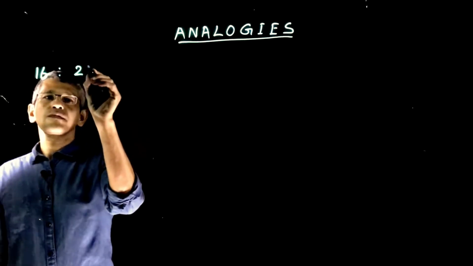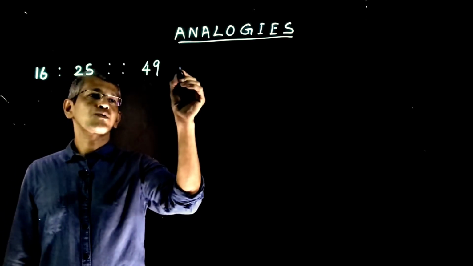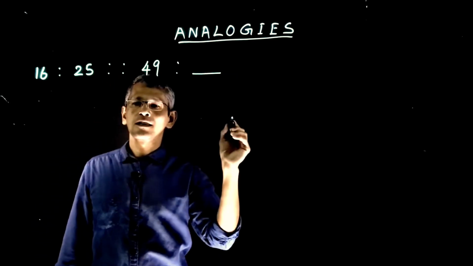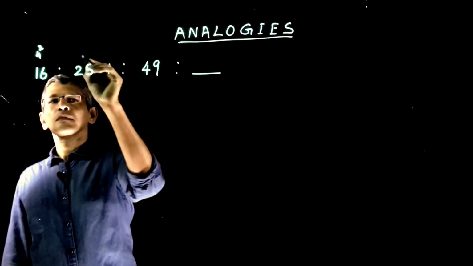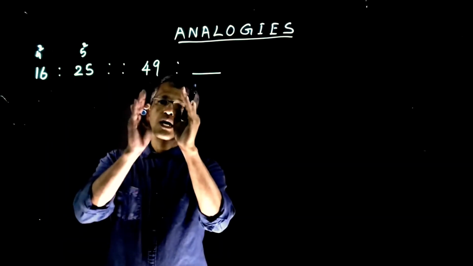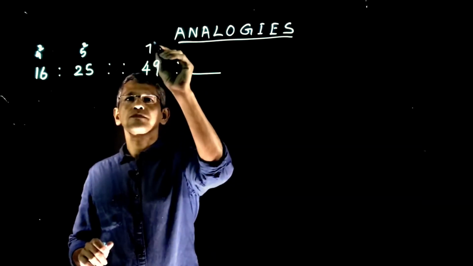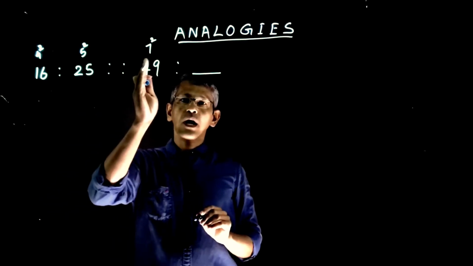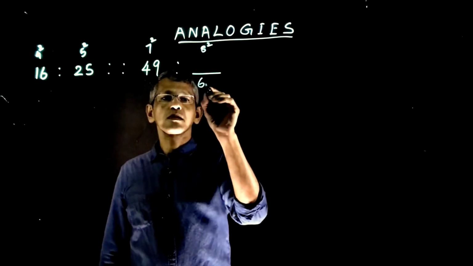16 is to 25. Same way, 49 is to what? At a glance, everybody says the answer is 64. Well, this is 4 square, and this one is 5 square. So on the left hand side we have 4 square and 5 square. On the right hand side we have 49 and something missing. 49 is 7 square, so the next number is 8, 8 square. So the answer must be 64.